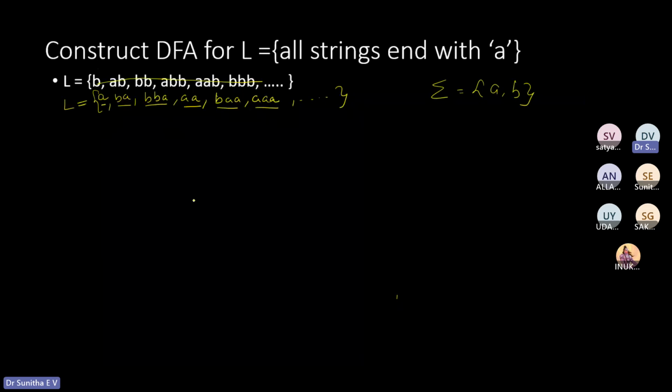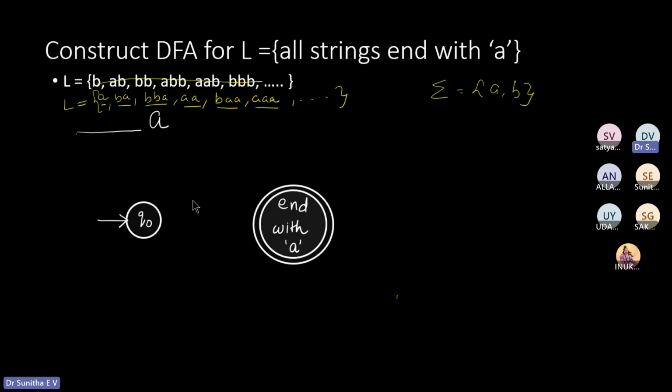So we can consider the initial state. We are going to consider the positive conditions first. Draw the initial state, and one more state, which is end with A. The string can end with A. If it is ending with A, we have to accept it. So the end with A state is the final state.